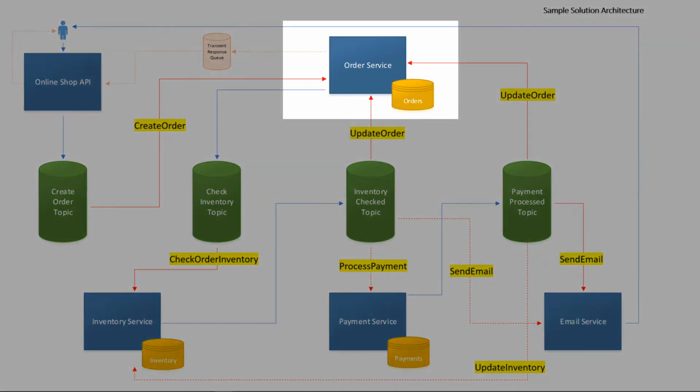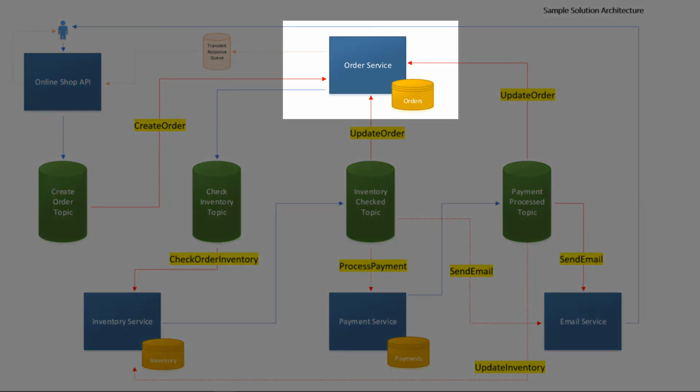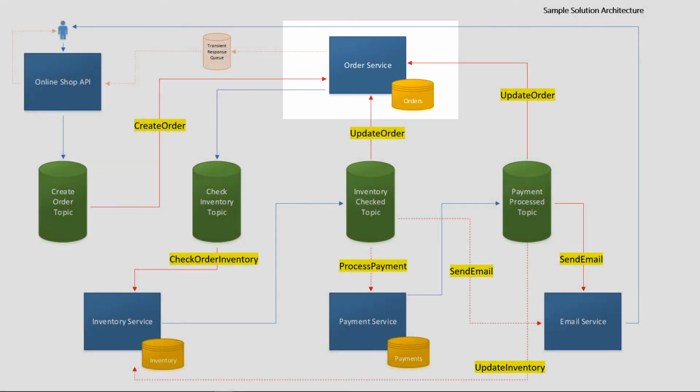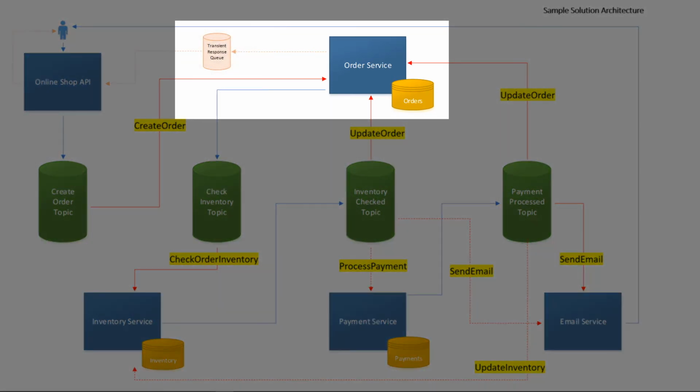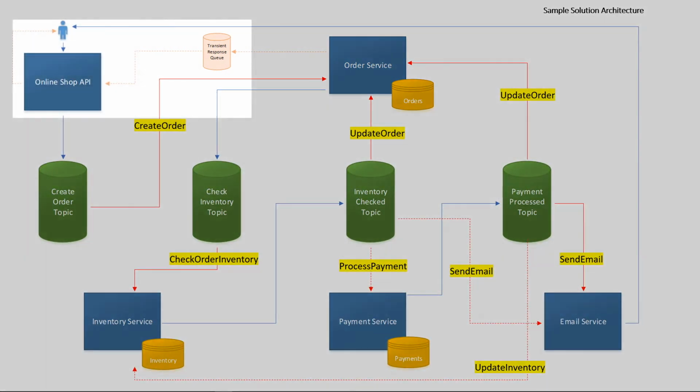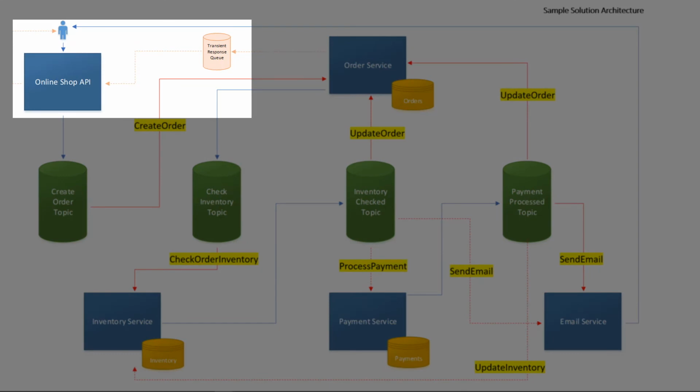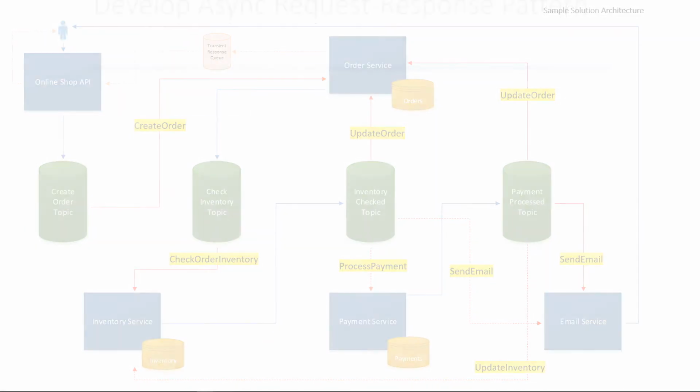We will also modify the order service update order functions, one for the payment processed and the other for the inventory checked, to place a message in the transient queue, providing the order outcome. The order API that is listening will retrieve the message from the transient queue and will return a result to the client instance that placed a request. And finally, we will modify the client itself to be able to place a request that requires a real-time response.